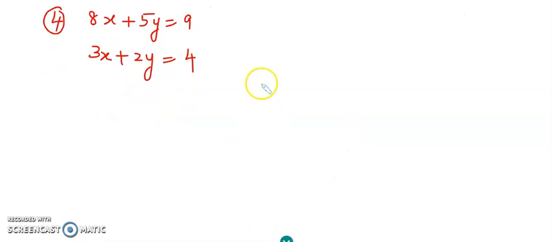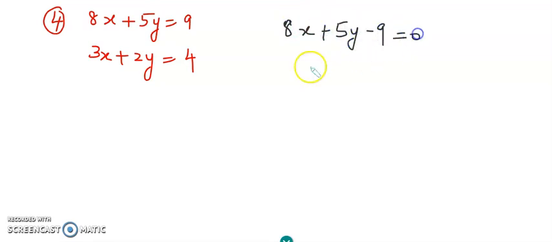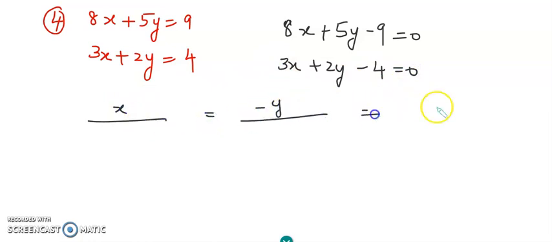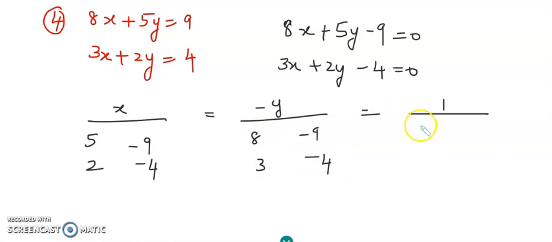Okay. Next, I'm just giving a hint. Okay, so what we'll do, we'll shift the coefficients. So 8x plus 5y minus 9 equals 0, 3x plus 2y minus 4 equals 0. Again, x upon, minus y upon, 1 upon. So x upon means it will be y coefficients, which is 5 and 2, constant is minus 9, minus 4. For y, it will be 8 and 3, minus 9, minus 4. The constant will be 8, 3, 5, 2. Top left, right bottom. Top left, right bottom. Top left, right bottom. Okay.